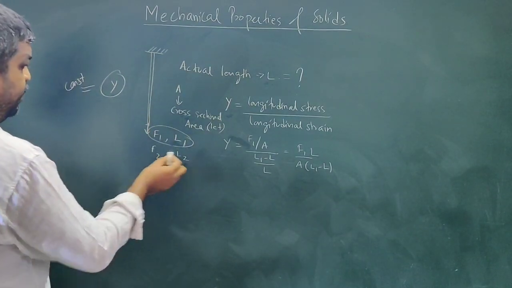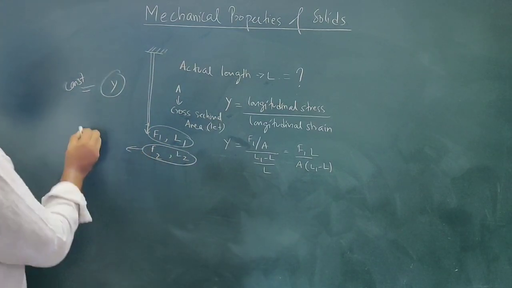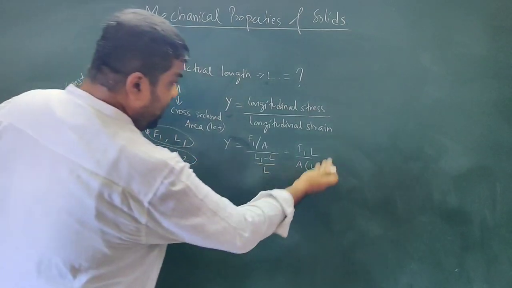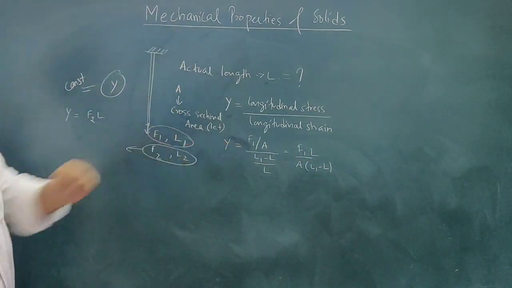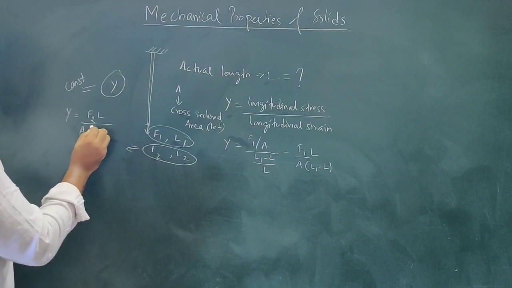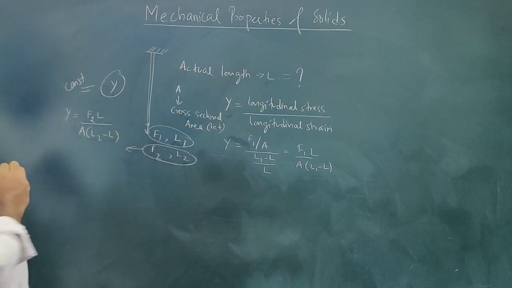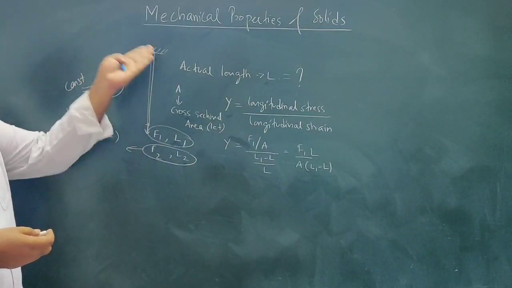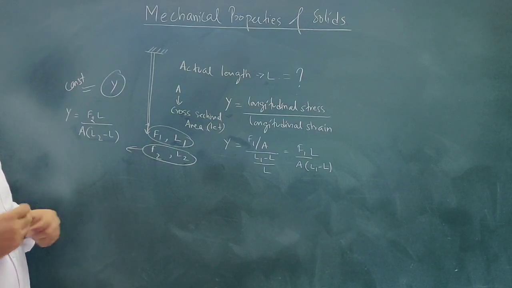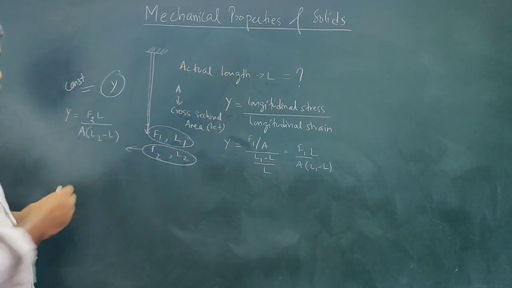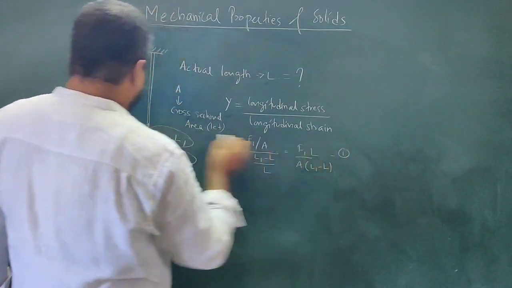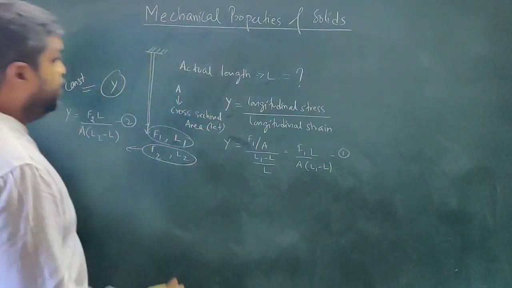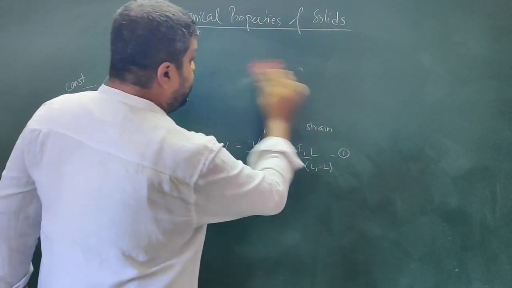Okay, so this is when we have the external force F1. Similarly, when the external force is F2, Young's modulus is equal to F2 L divided by A (L2 minus L). But this Young's modulus and that Young's modulus Y are the same, because Young's modulus depends upon the nature of the material. I am not changing the material, what I am changing is the external force. So if this is equation 1 and this is equation 2, I can equate these two equations.